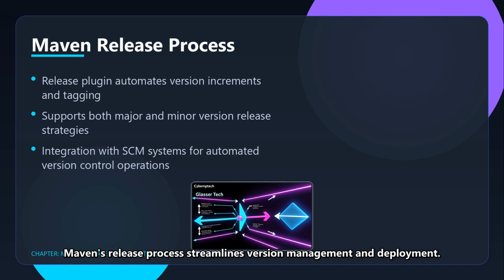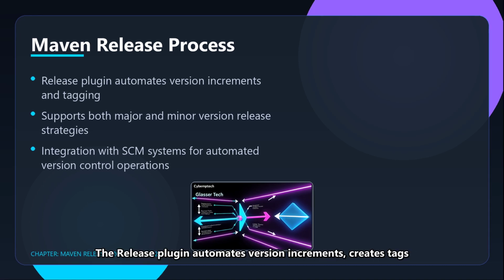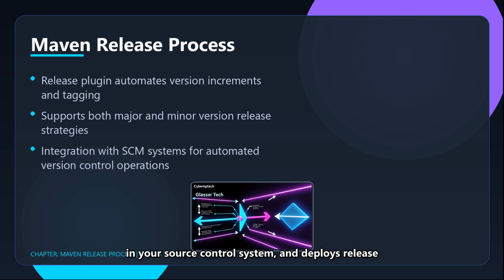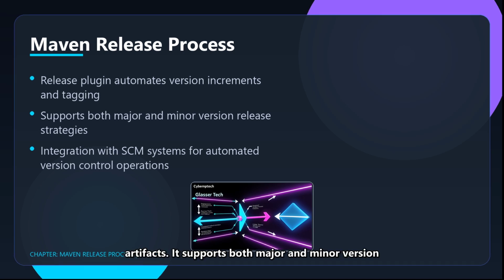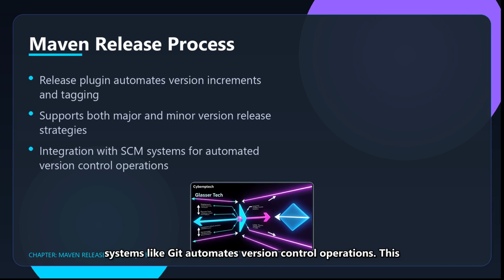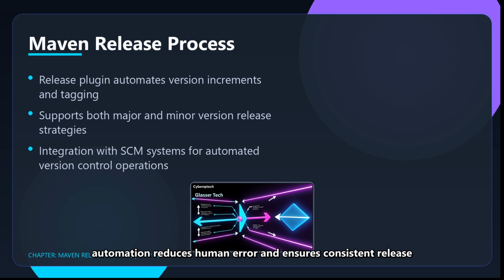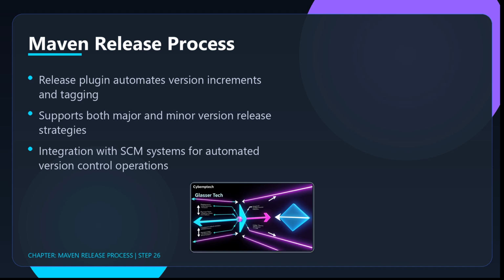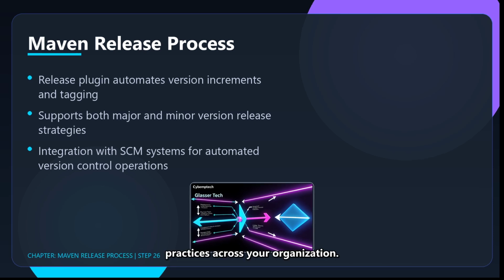Maven's release process streamlines version management and deployment. The release plugin automates version increments, creates tags in your source control system, and deploys release artifacts. It supports both major and minor version strategies, ensuring proper semantic versioning. Integration with SCM systems like Git automates version control operations. This automation reduces human error and ensures consistent release practices across your organization.